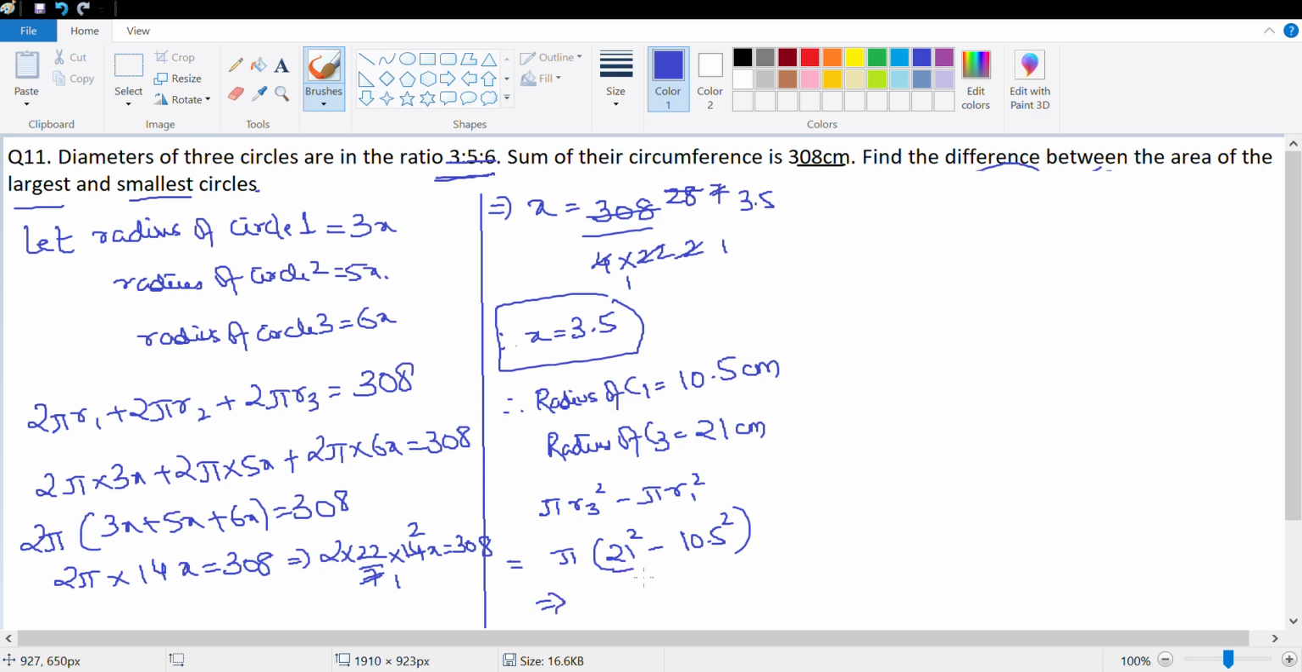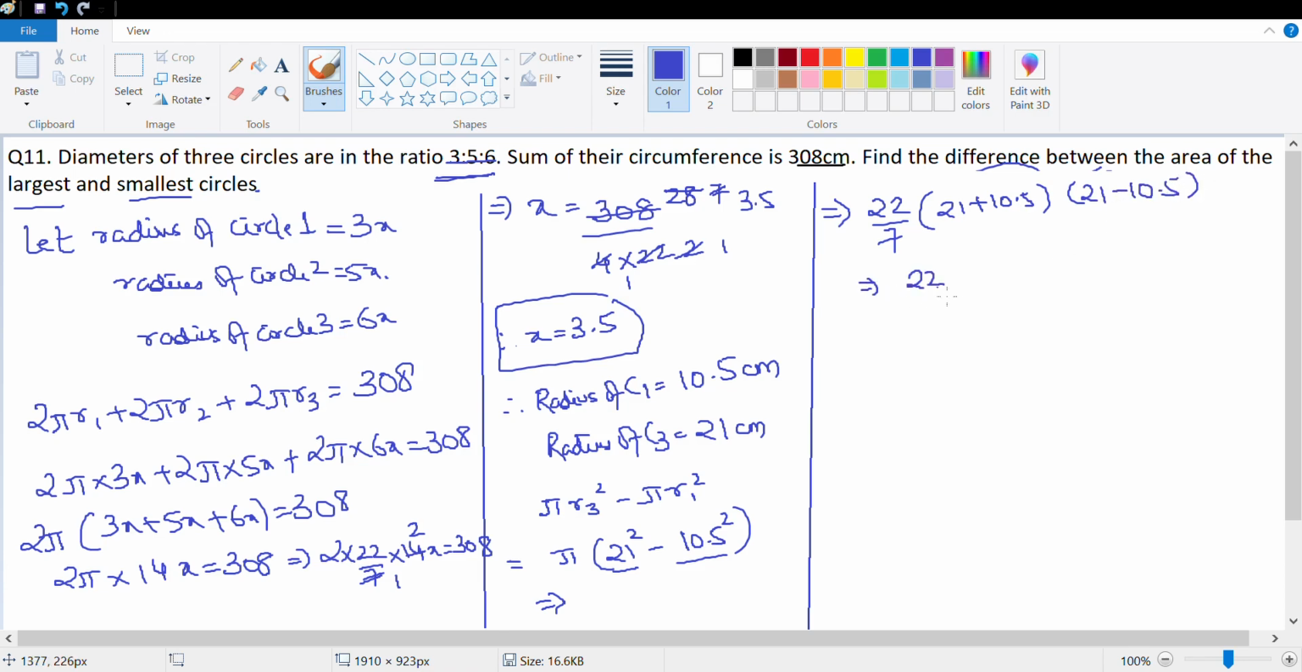Now if you remember, x square minus y square is equal to x plus y into x minus y. I would prefer to work that way instead of calculating the squares of 10.5. So pi would be 22 by 7, and this is 21 plus 10.5 multiplied with 21 minus 10.5. So this is 22 by 7 multiplied with 31.5 multiplied with 10.5. 7 1, 7 1 and 35, so that's 1.5. So my answer is 22 into 1.5 into 31.5.